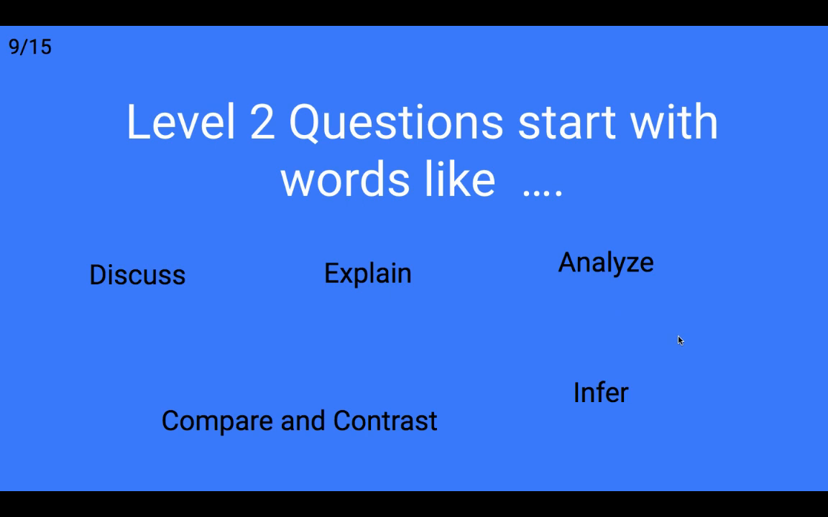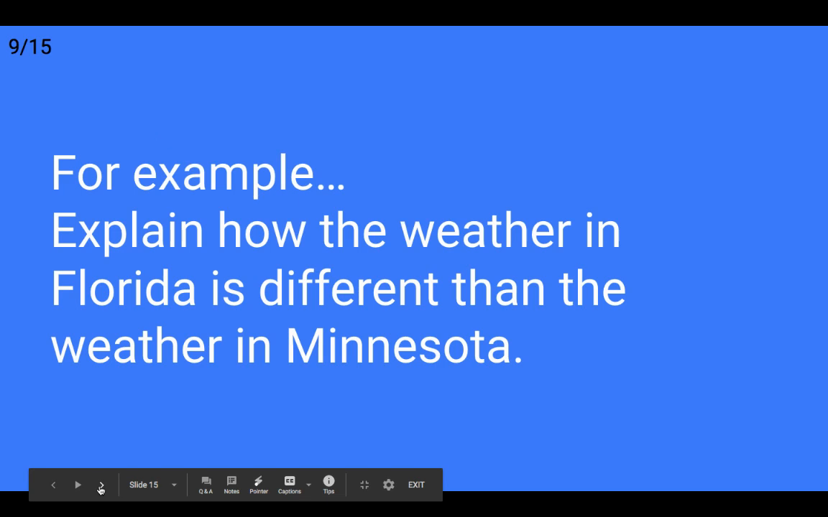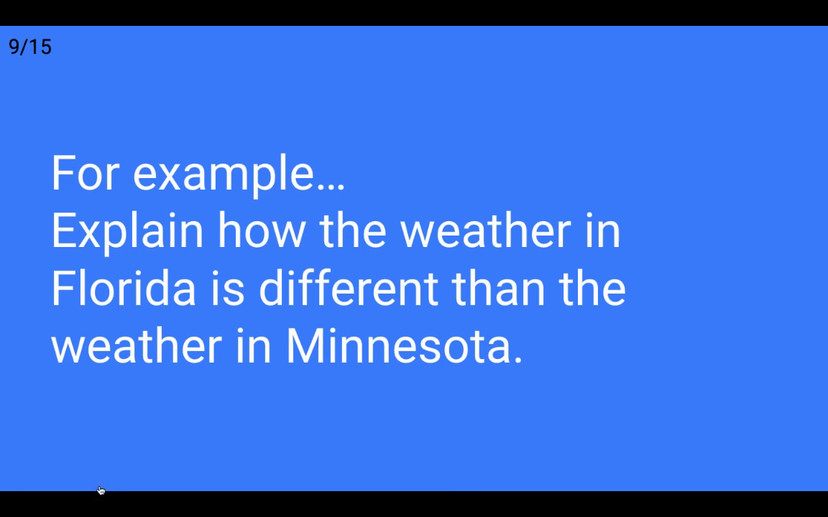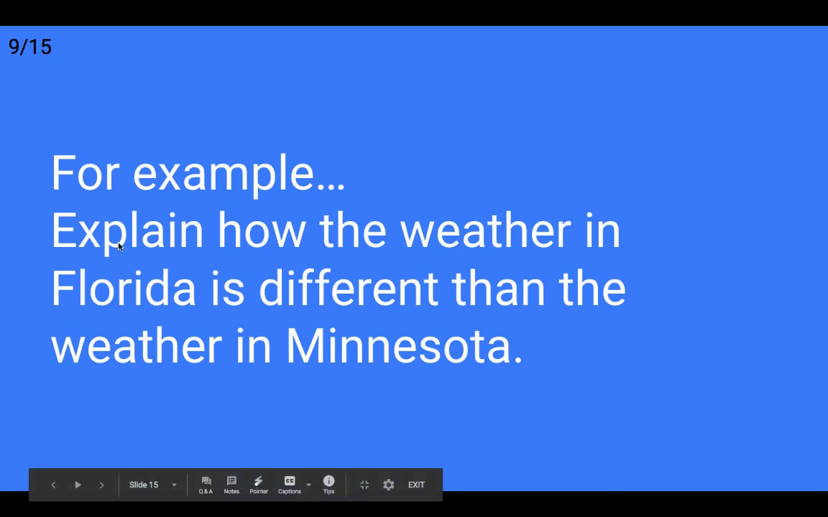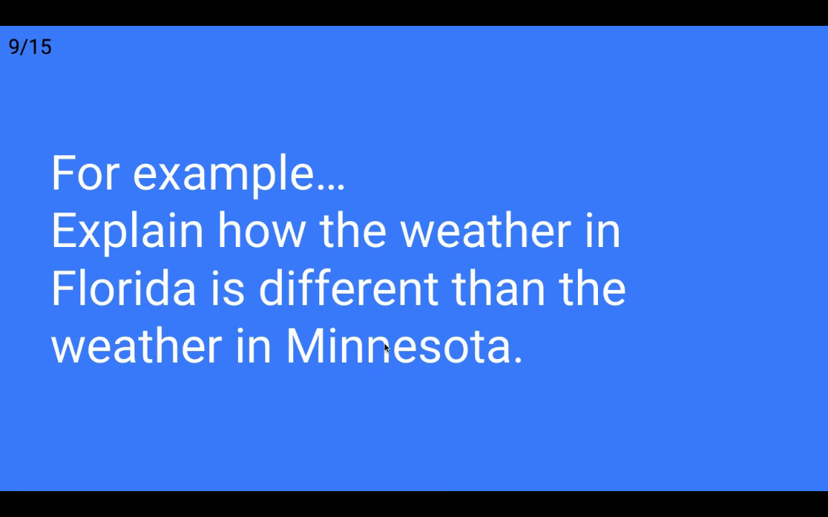Now, this is where level one and level two questions come together. For a level two question, you take information, the who, the what, the where, the when, the why, which is the basic level one information, and then you use it in your level two answers. Okay? So here's a great example. Explain how the weather in Florida is different than the weather in Minnesota. So to answer this question, first of all, explain should jump right out at you. And then looking at the question itself, you're going to need information about the weather in Florida and about the weather in Minnesota.